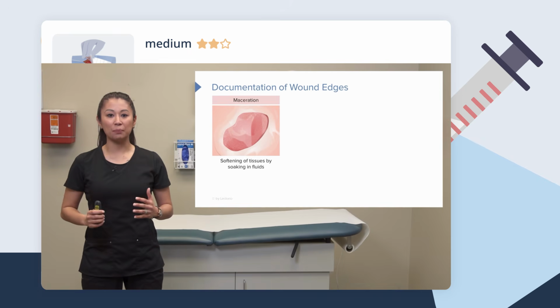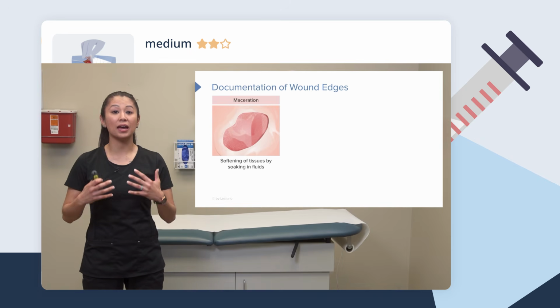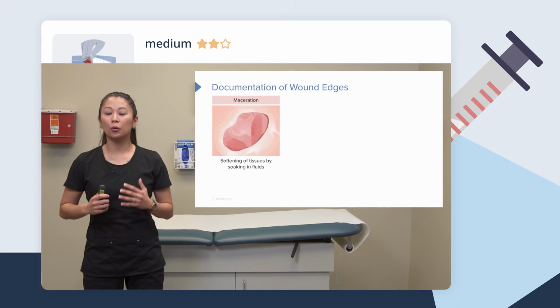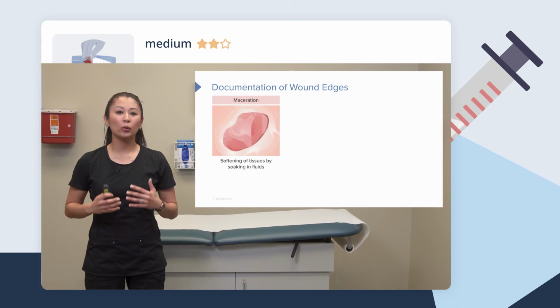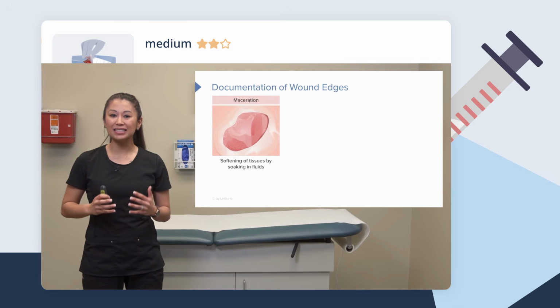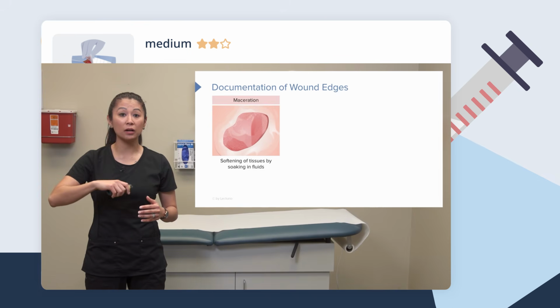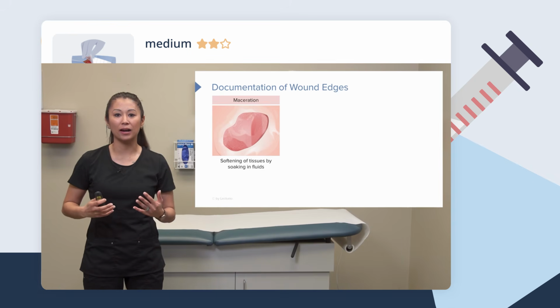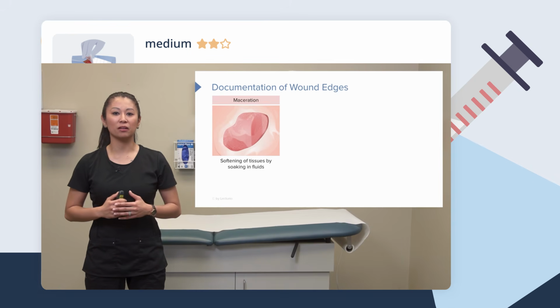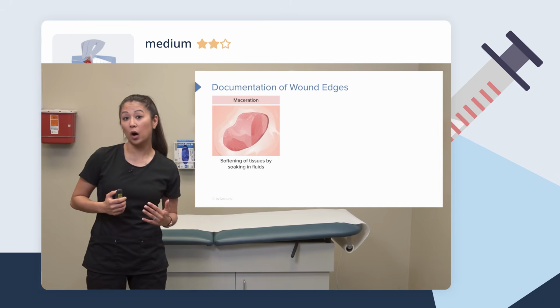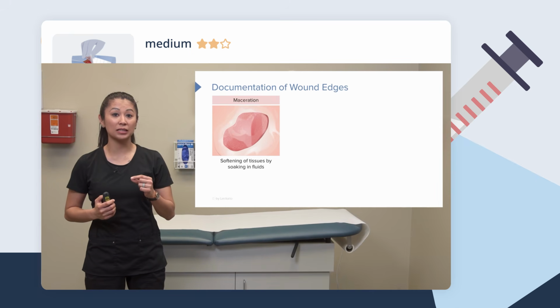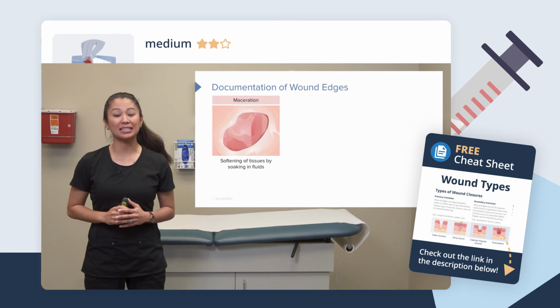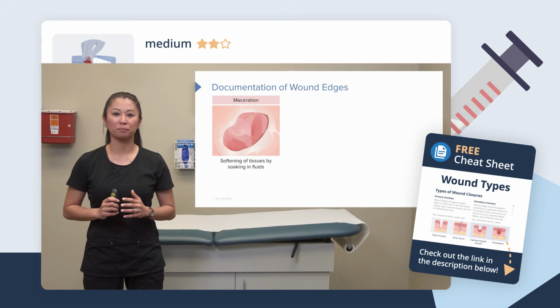Some things that can happen if there's an excess amount of exudate or drainage, or the wound is super moist, we call this maceration. And this is a problem because the tissues around it can get really soft, too much moisture, and it could break down. This kind of makes me think of my skin if maybe I was sitting in water too long and my skin gets really soft. Well, the integrity of the skin's not as strong, right?